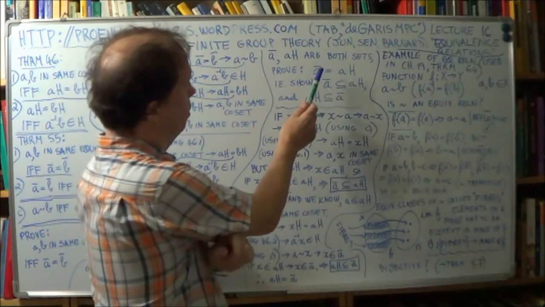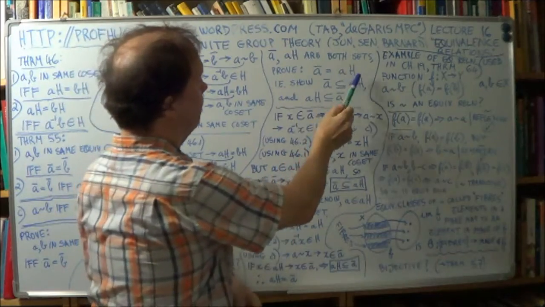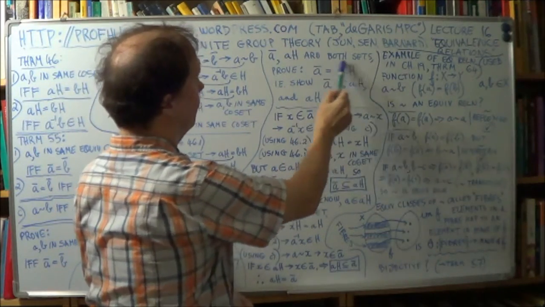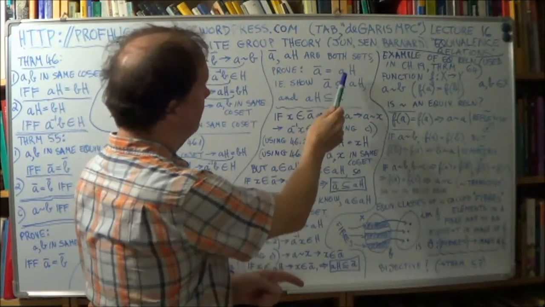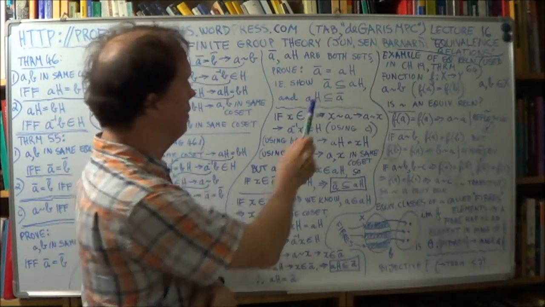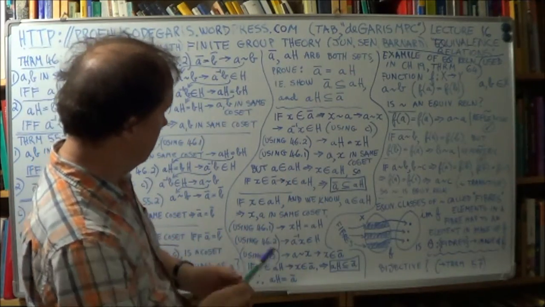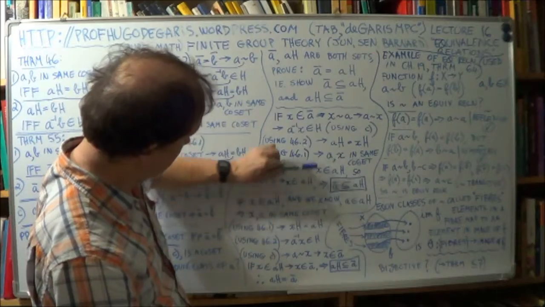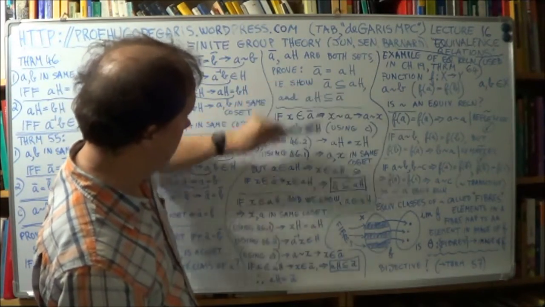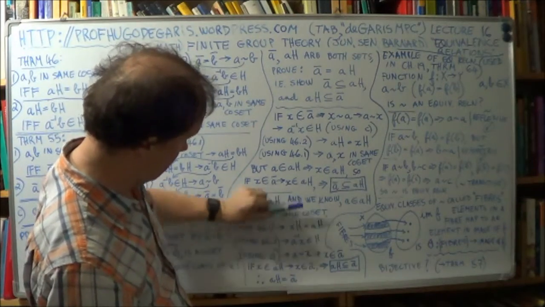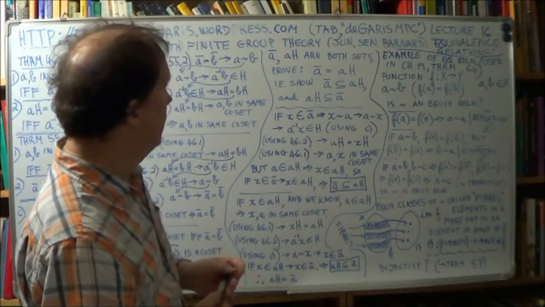So to show that the equivalence class is the same thing as the coset, that's what this says here, okay? We have to show that this is a subset of that, and this is a subset of that. Right? So we have to prove these two things. All right. So from here to here is the proof of this first one, and here is the proof of this second one. Right?